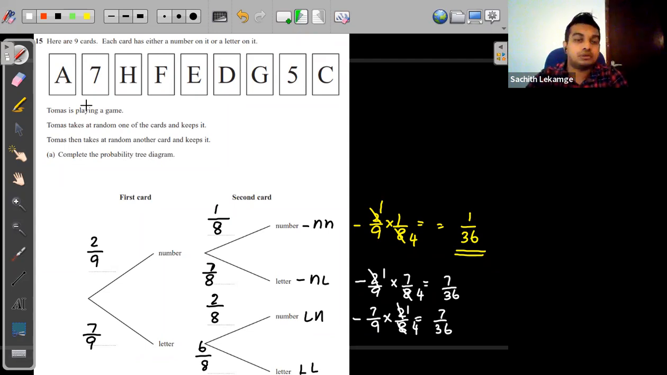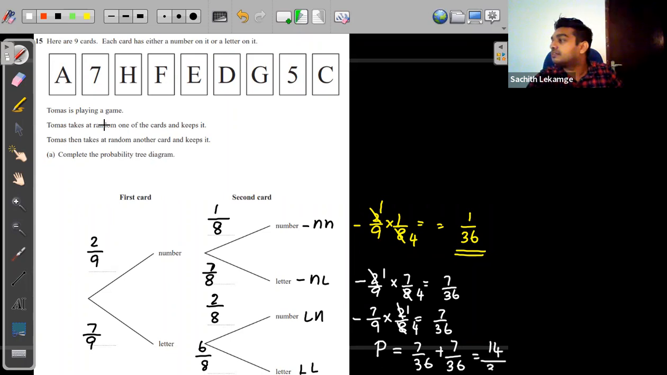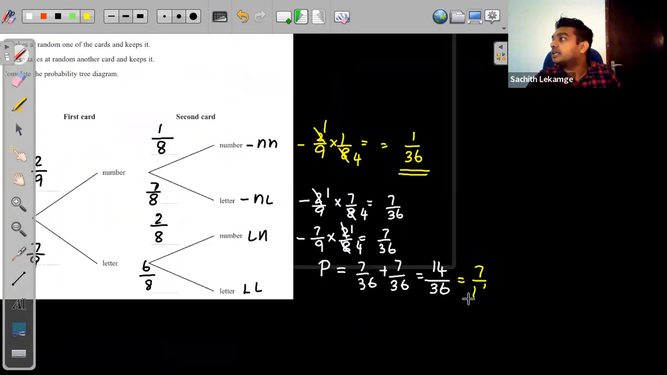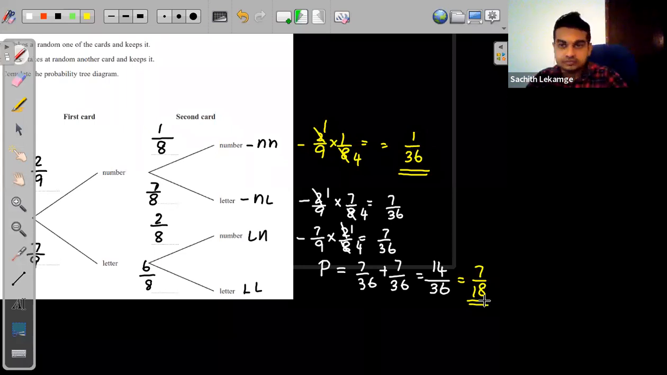Now what? Since they are mutually exclusive, we need to add them. Probability of getting a number card and a letter card, we need to add them. So 7/36 plus 7/36, 14/36. So you can simplify it further. What is it? 7/18. Got it? I'm moving on.